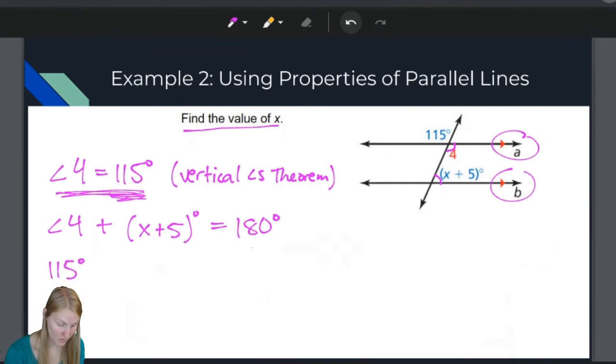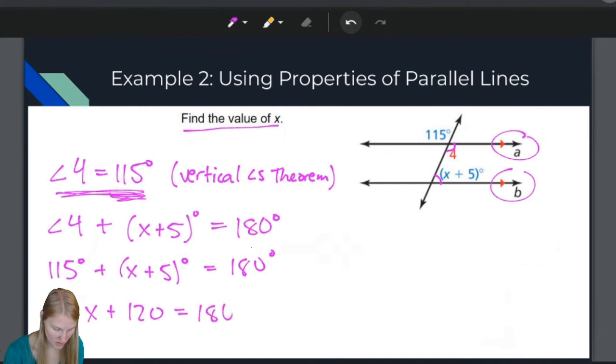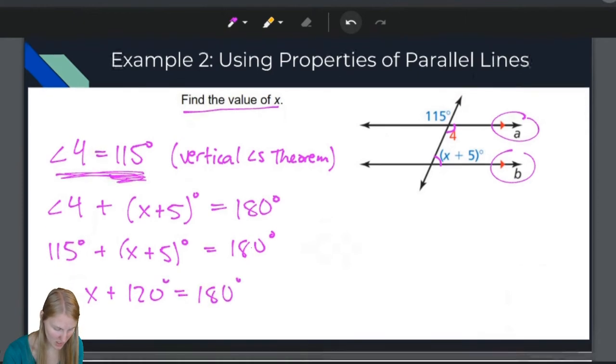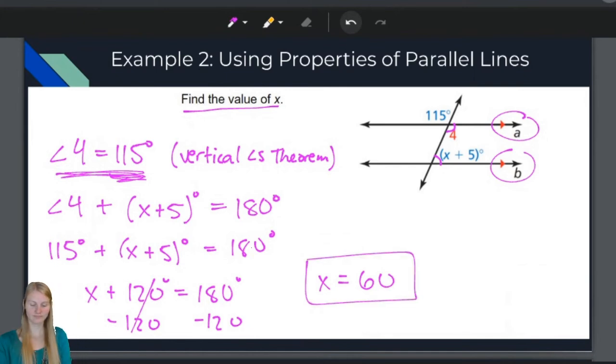So we have 115 degrees plus x plus 5 degrees is 180. So x plus 120 equals 180. Minus 120 from both sides, and we get x is 60. X is 60. Beautiful.